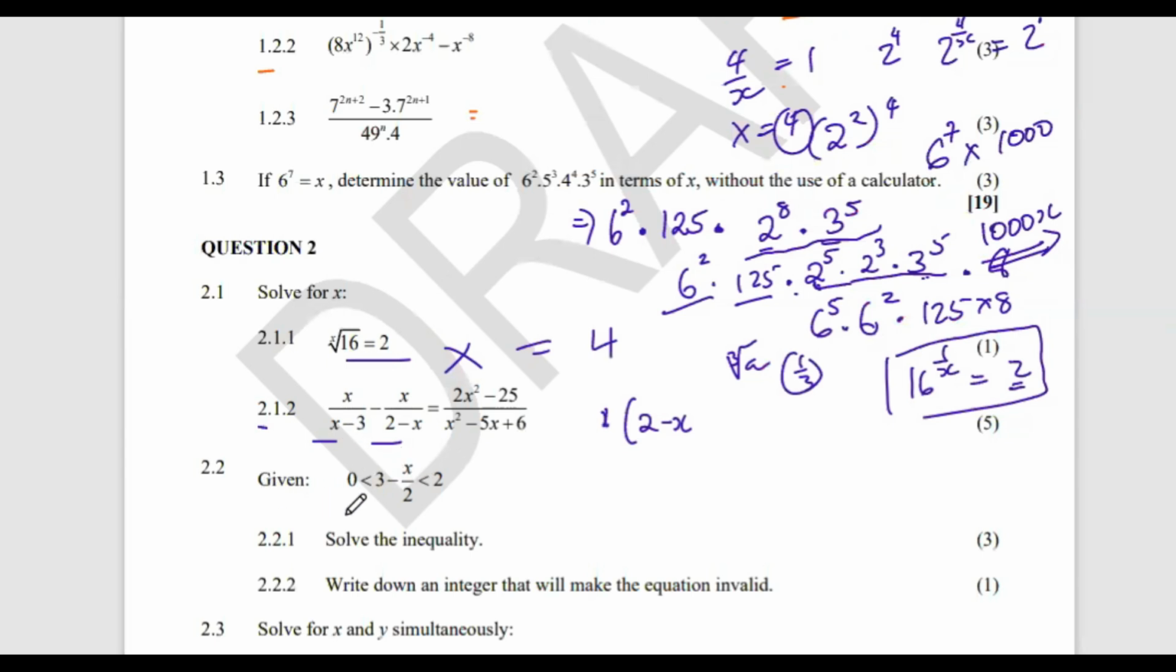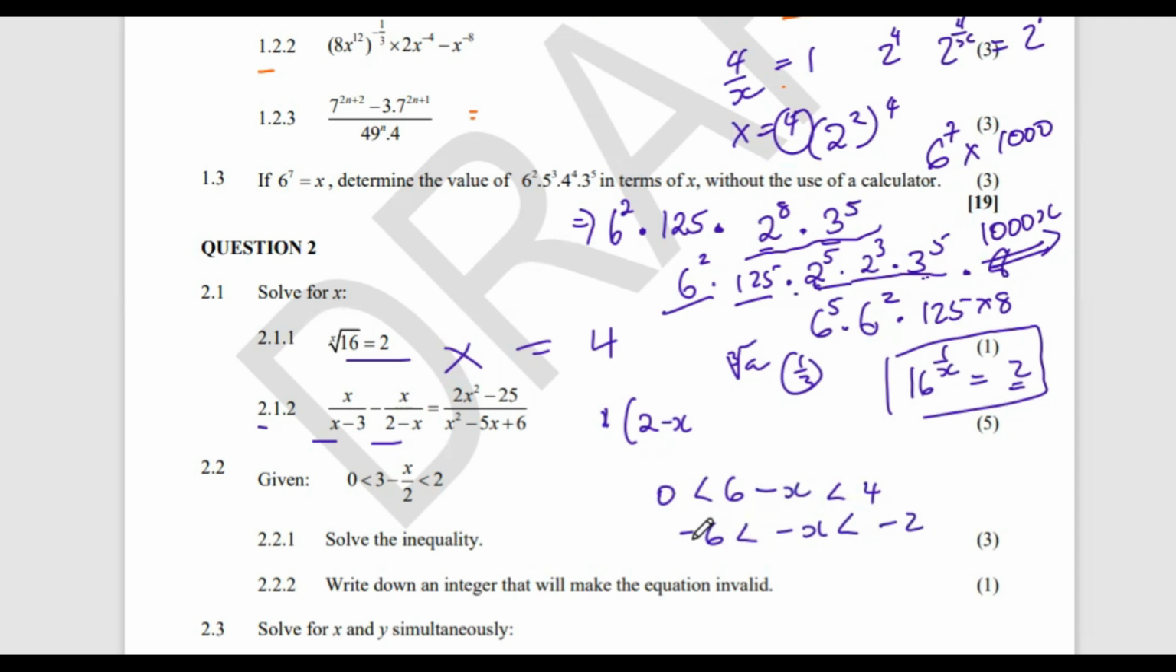Then 2.2, they want us to solve this inequality. With this inequality, the target is to leave x in the middle. So start by eliminating the 2, multiply through by 2. So 0 is less than 6 minus x, which is less than 4, times 2 everywhere. Then move the 6. I'll have negative 6 is less than negative x is less than negative 2.